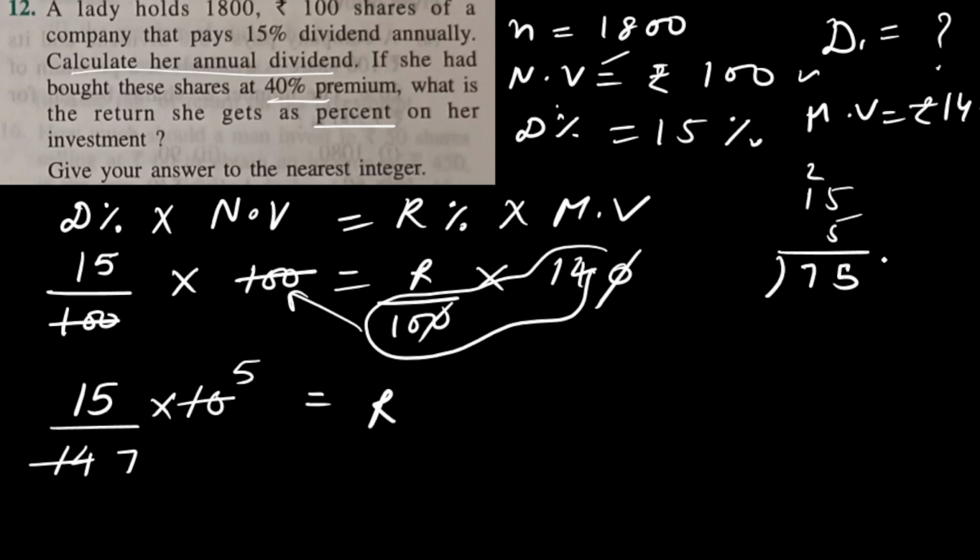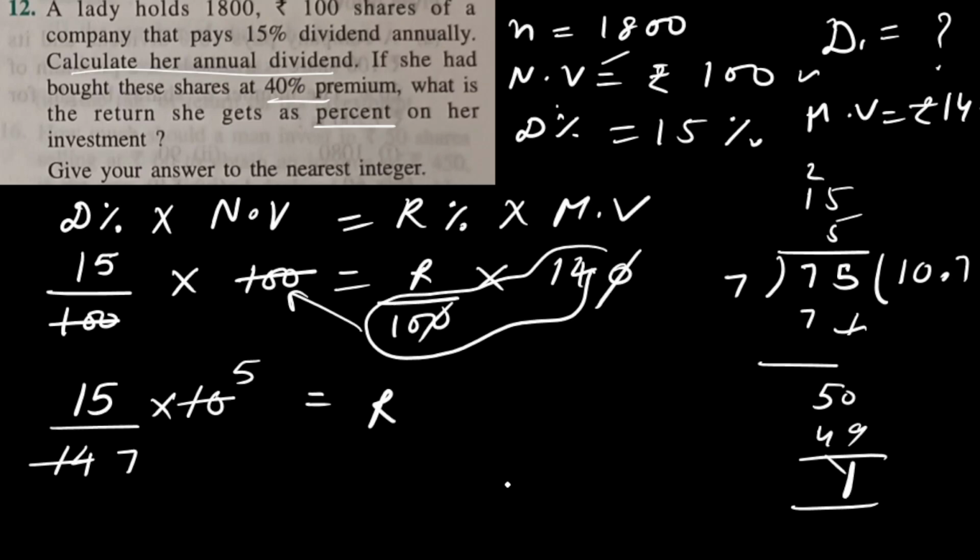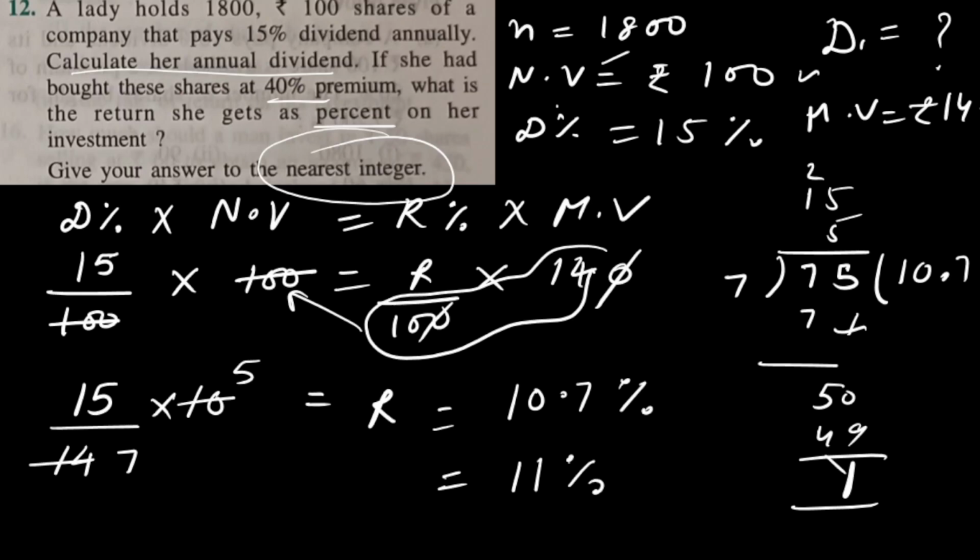75 divided by 7. 7 into 1, 5 is a smaller number, so I'll put 0 over here. So 57 into 7 is 49. I hope you know division. Again, 1 will get. So I am getting my answer as 10.7%. So R is equal to 10.7%. But the question asks up to the nearest integer, so because 7 is greater than 5, let's round it off. So I'll make it 11%.